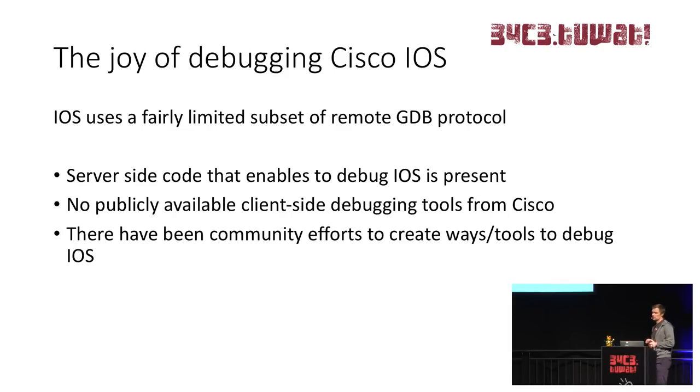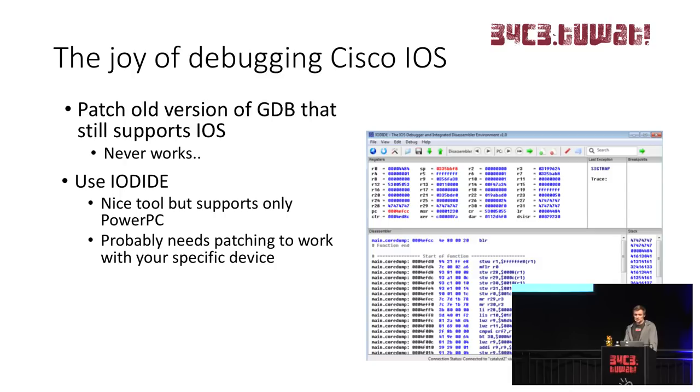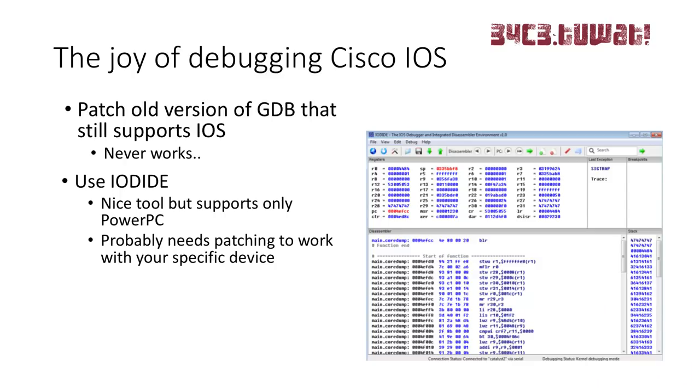Although there have been some efforts from the community to build tools to debug several versions of routers and switches with iOS. And if you look for ways to debug Cisco IOS, you will most definitely find a tutorial that says that you can actually patch an old version of GDB that still supports IOS. But it actually never works, because I tried it, and all I could do is read memory. The stepping, the tracing, it just doesn't work.